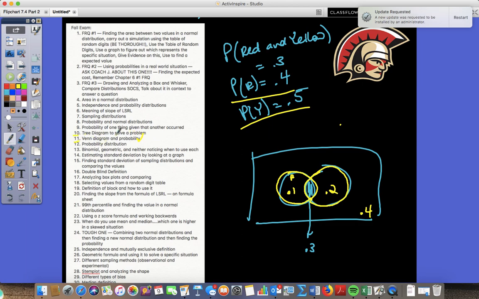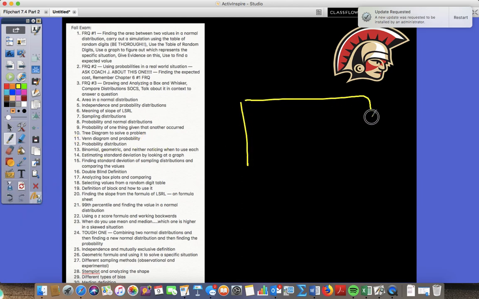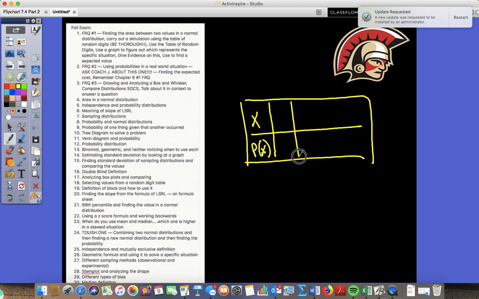Numbers 10 and 11 are both from chapter 5 if you're going back over there. A probability distribution, remembering that a probability distribution is where you have values of x and the probability of x, where each value, whatever it is, 1, 10, 11, 12, whatever, has a probability between 0 and 1, and they all add up to be equal to 1.